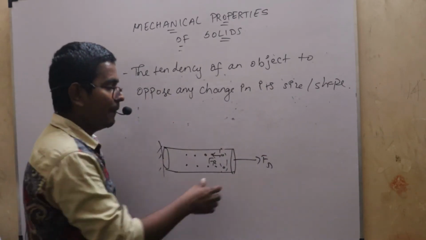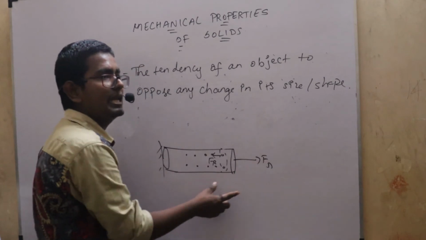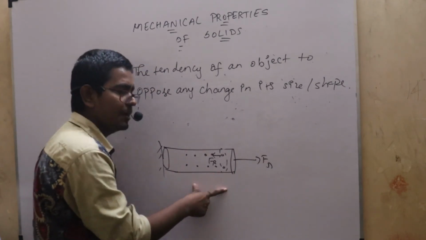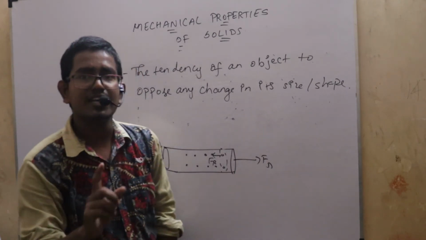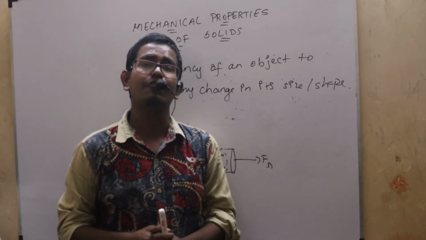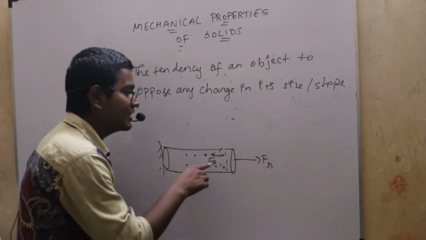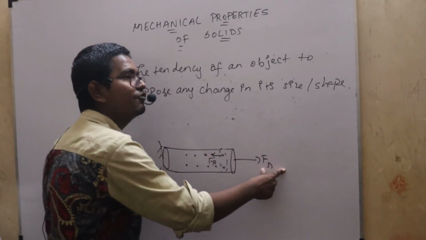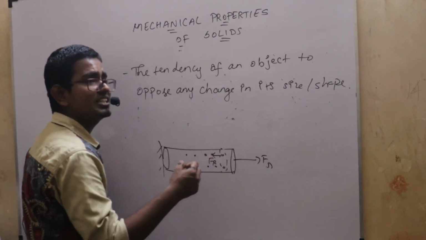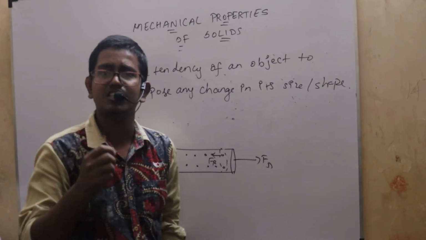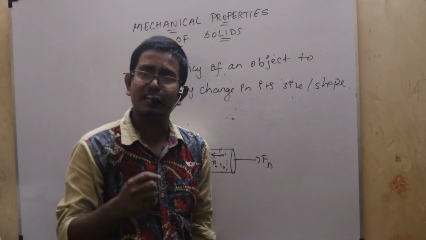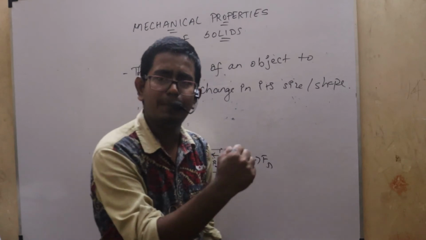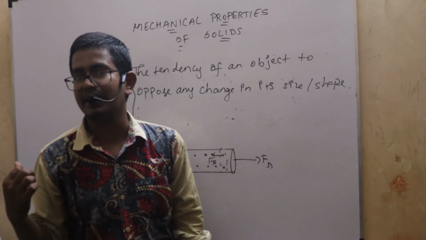So if I am applying the deforming force and I am unable to change the size or shape of an object, it doesn't mean that it is not showing the phenomenon of elasticity. It is showing the phenomenon of elasticity. Each and every molecule of this rod experiences the deforming force, so whenever I apply the deforming force, a restoring force is going to be generated.